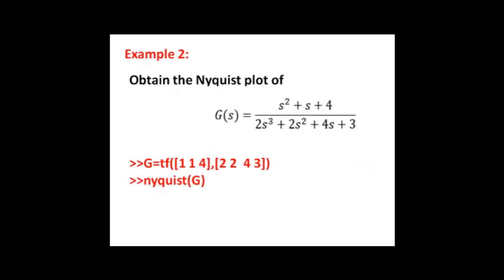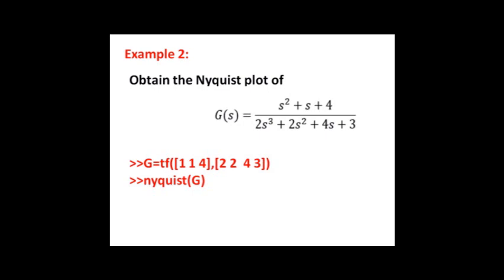In example 2, we have a third order system which is given by G of s equals s square plus s plus 4 over 2s cube plus 2s square plus 4s plus 3. We would like to see the Nyquist plot of this control system.